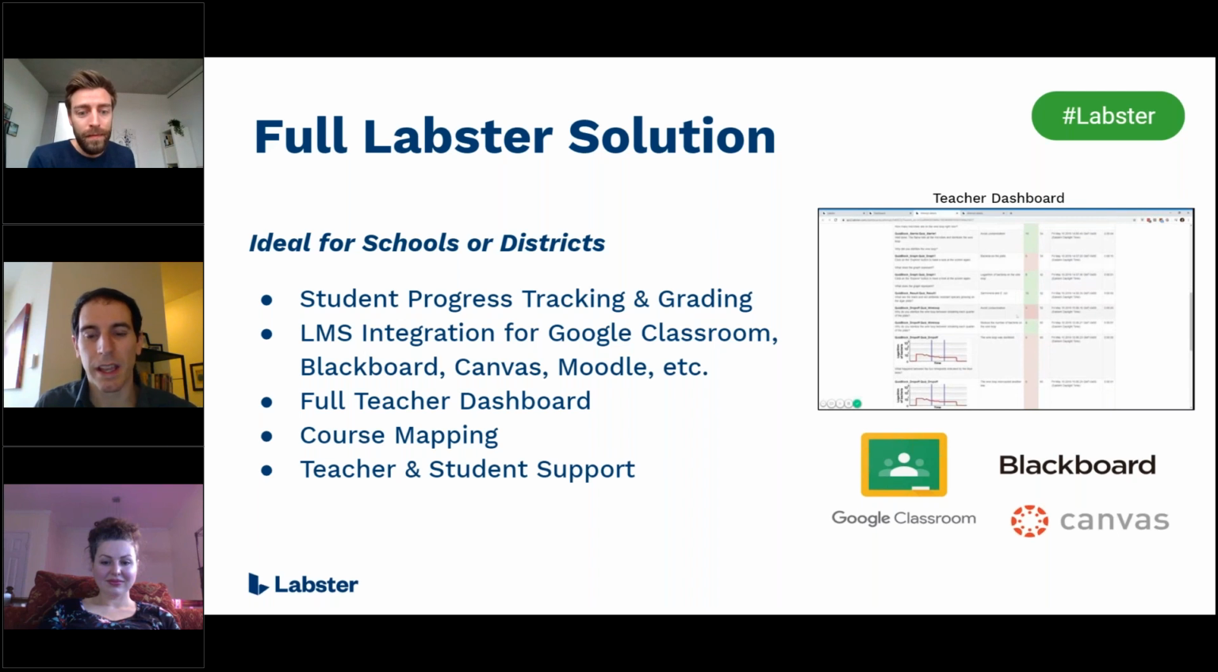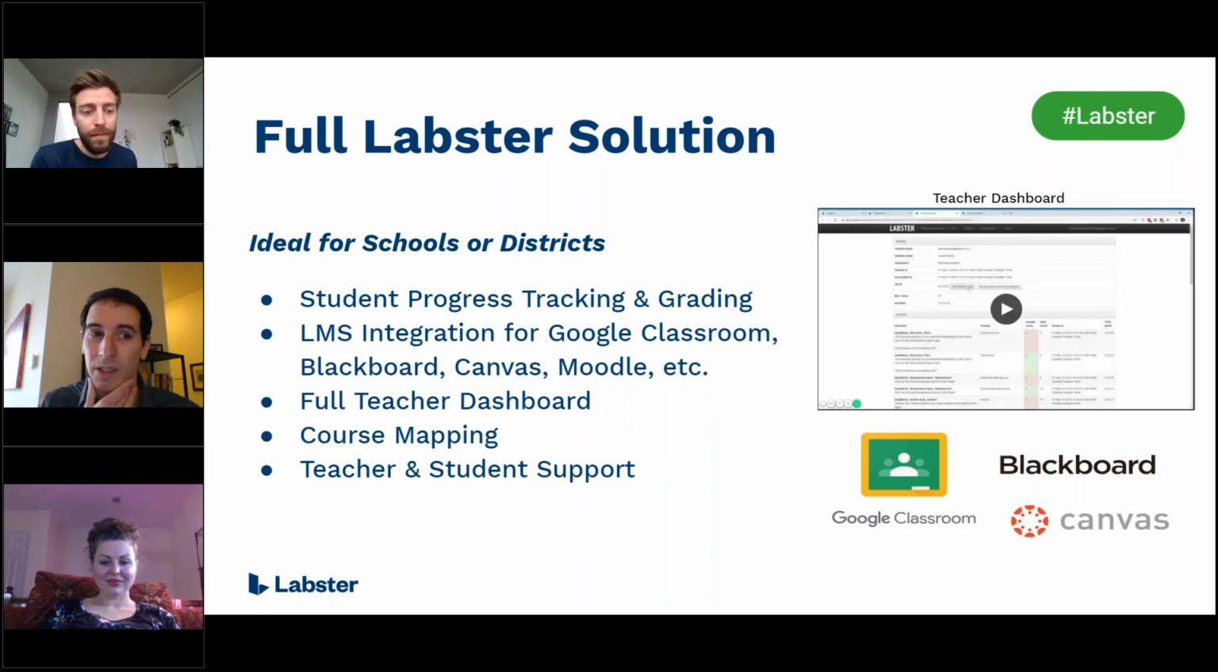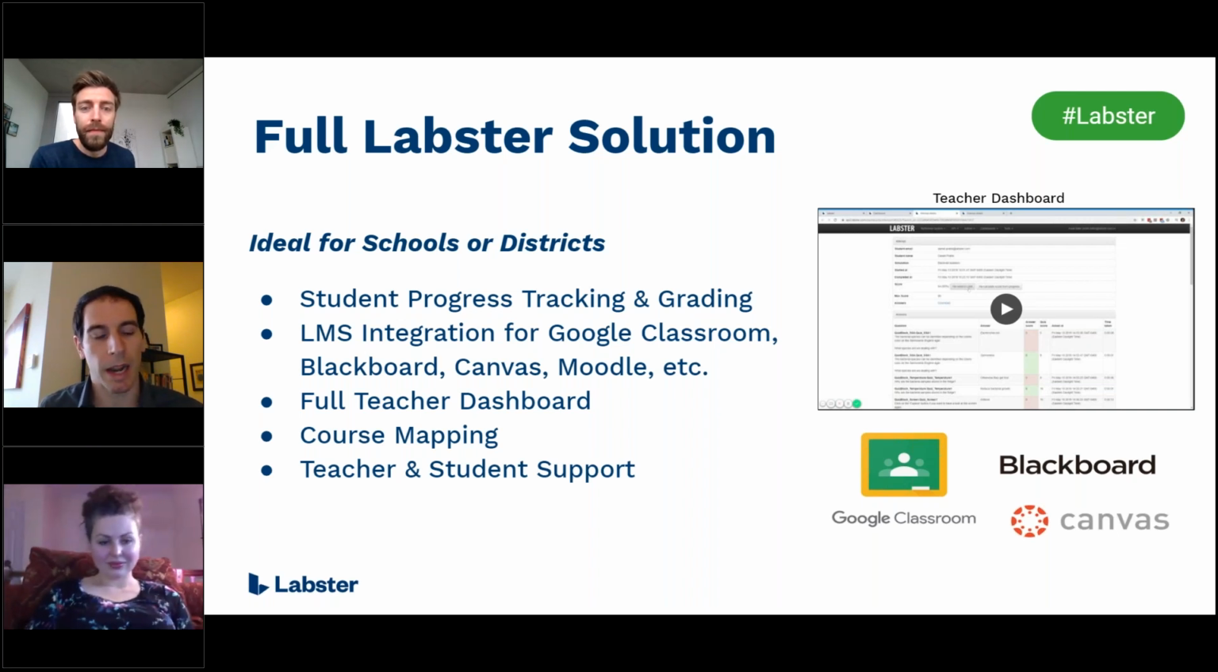Yeah, absolutely. And we described the quick access model. This is the full lab solution, which Michael just mentioned, is ideal for schools and for districts. This includes some of the options we were discussing before: student grading, a teacher dashboard, options for LMS integration into Google Classroom and Canvas and things like that. So a lot of opportunities there as well down the line as more and more folks think about next year, perhaps. So that's our quick overview.